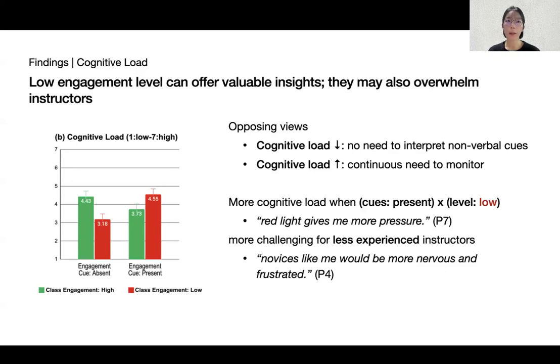Overall effect on instructors' cognitive load was mixed. Some reported experiencing a decrease in cognitive load, but others expressed more burden due to the continuous need to monitor and adapt to fluctuations. Interaction effect on cognitive load was pronounced when engagement cue signaled low. This scenario was more challenging for less experienced instructors who found low engagement signals to be stressful, potentially from the pressure to modify their teaching strategy. While low class level engagement can offer valuable insights, they may also overwhelm instructors.